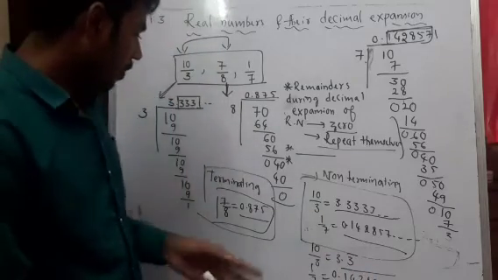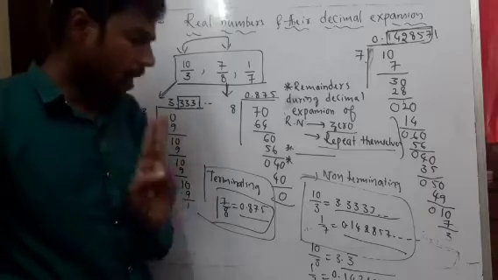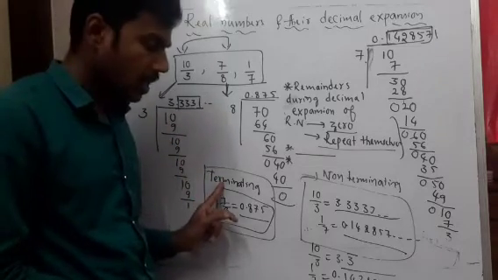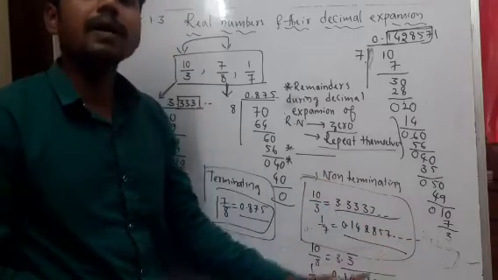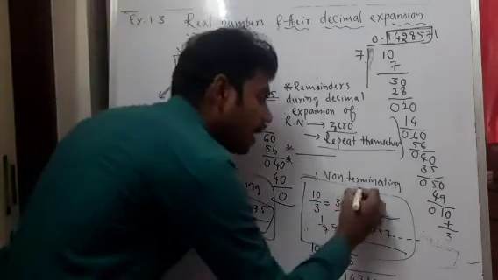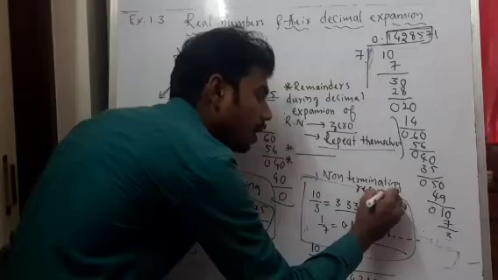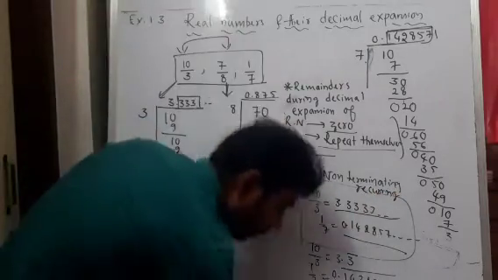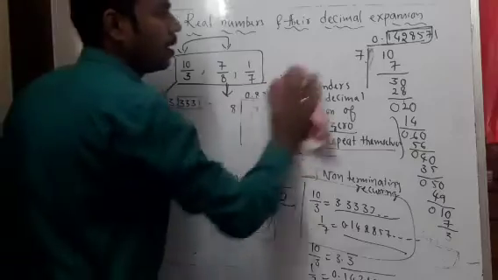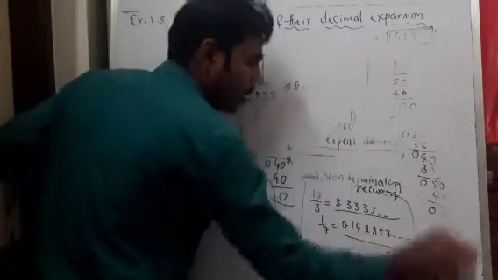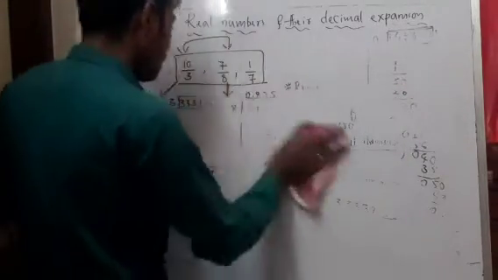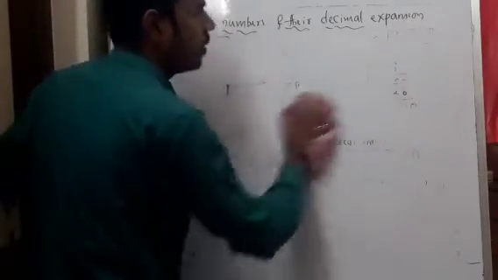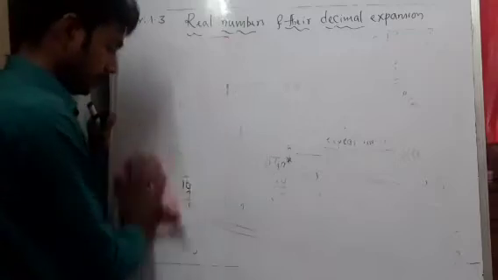So again we found two different types: terminating decimal expansion, and non-terminating recurring decimal expansion. We will summarize now. If you need any notes, just pause the video and note it down. I have taken these examples from the textbook itself.